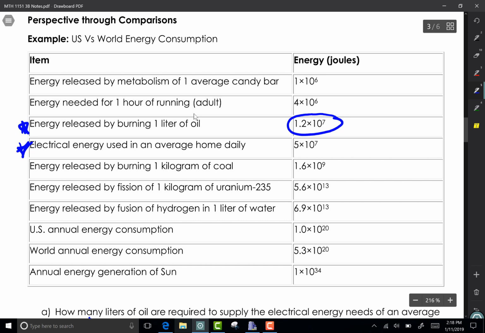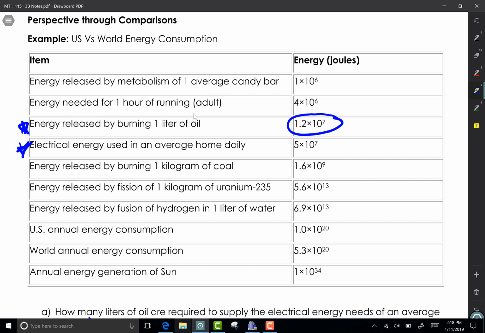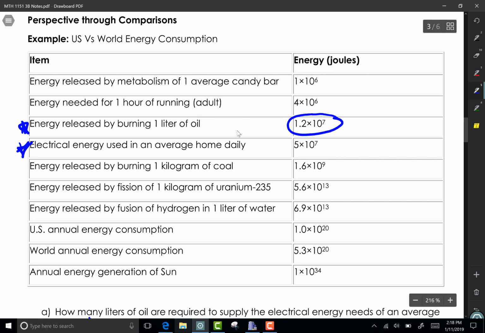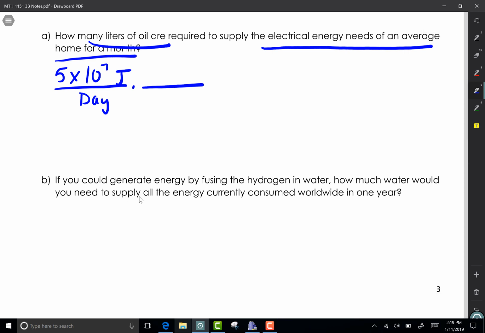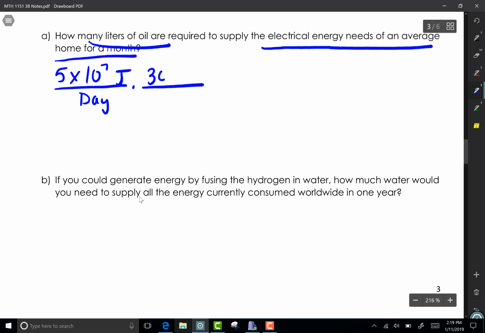There isn't anything on the table here that talks about the energy used in an average home monthly, but we can use the one for daily and just change it into per month using unit analysis. Okay, so we're going to first start off by taking the 5 times 10 to the 7th joules per day, and we're going to change that to per month. Now let's assume that there are 30 days in a month. I know there's sometimes 31 and then the special case of February, but just on average, just so that we can put something down, we're going to say that there's 30 days in 1 month.